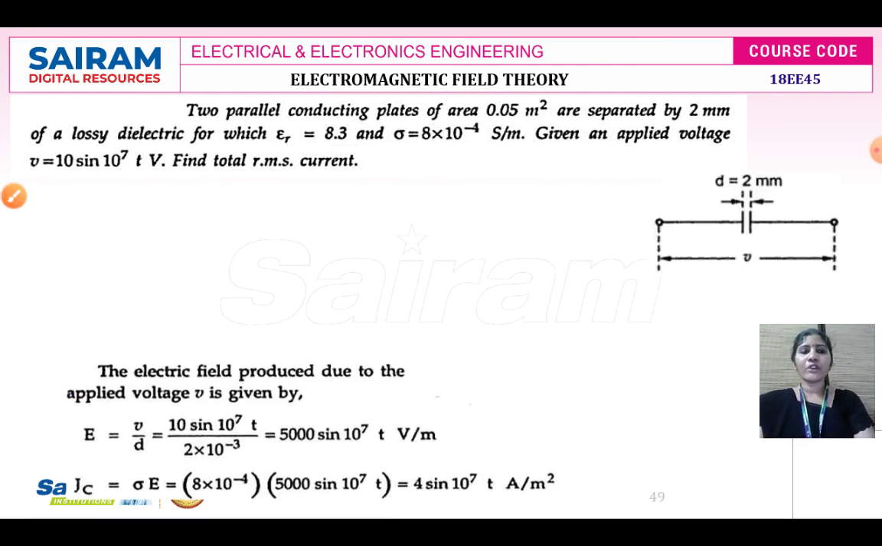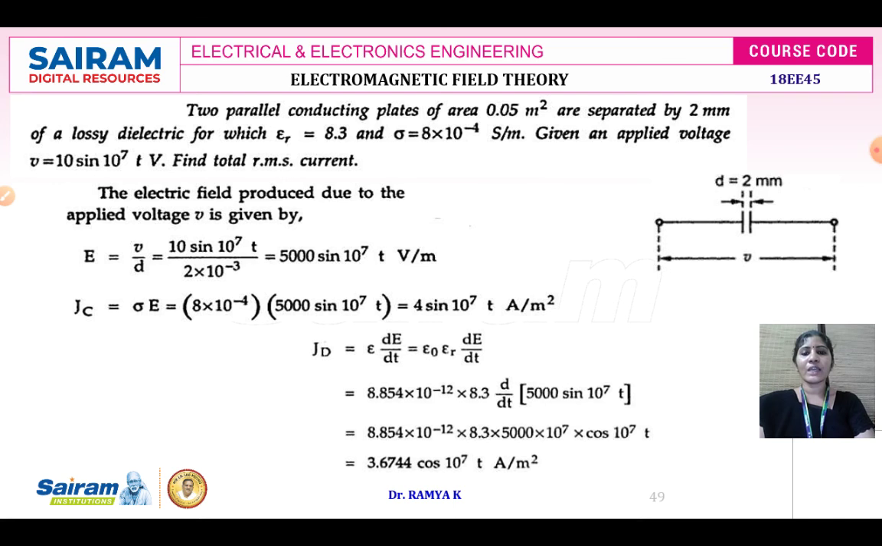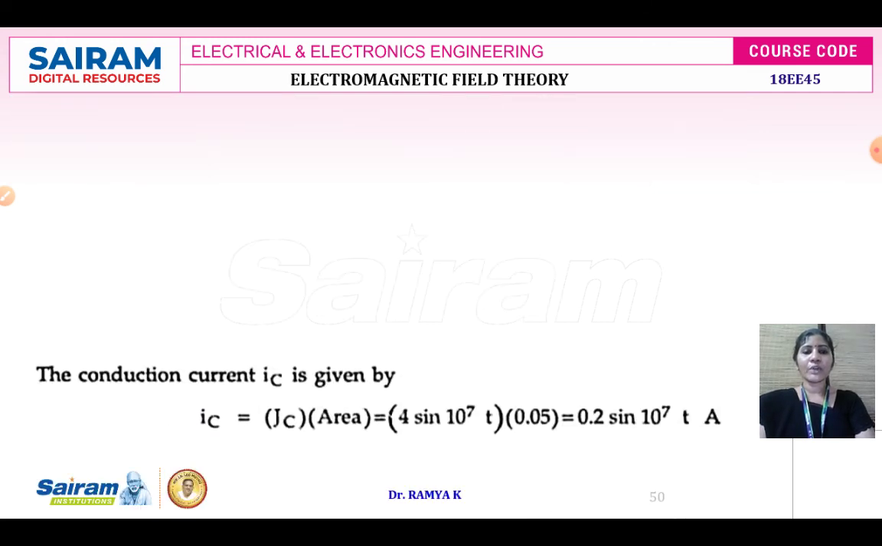The RMS value of current can be identified by identifying the conduction current and displacement current. So conduction current is sigma into E. After substituting, you will get 4 sin 10 to the power of 70 ampere per meter square. And displacement current is dou D by dou T. In the place of D, you can replace it with epsilon and E. So you will get JD is equal to epsilon dE by dt. Substituting the value of epsilon naught, epsilon r and E, you will get the value of the displacement current density as 3.6744 cos 10 to the power of 70.